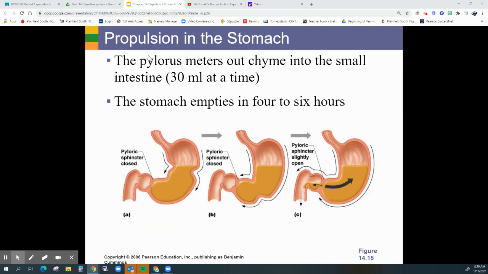All right. The pyloric sphincter, or the pylorus, will help to meter out that food in small amounts. So we don't want a ton of it dumped into the small intestine at one time. We only want about 30 milliliters at a time. And it will take about 4 to 6 hours for the entire stomach to empty.